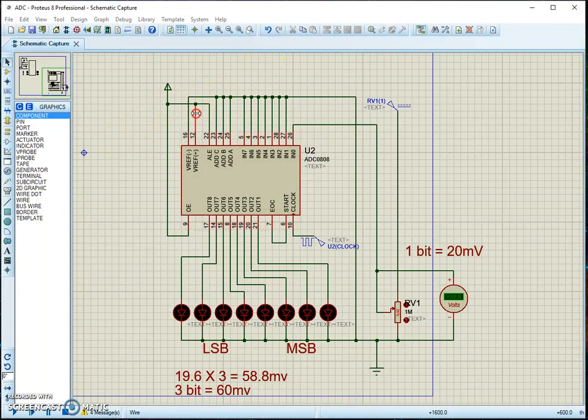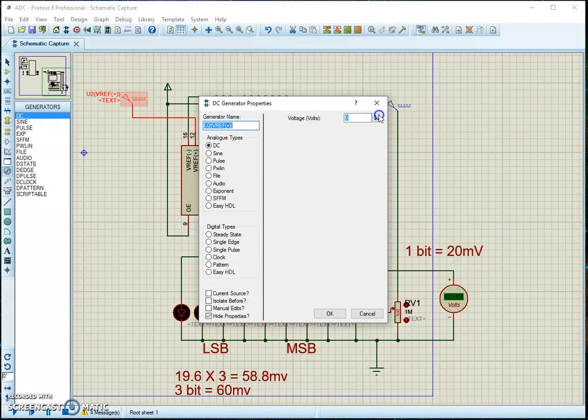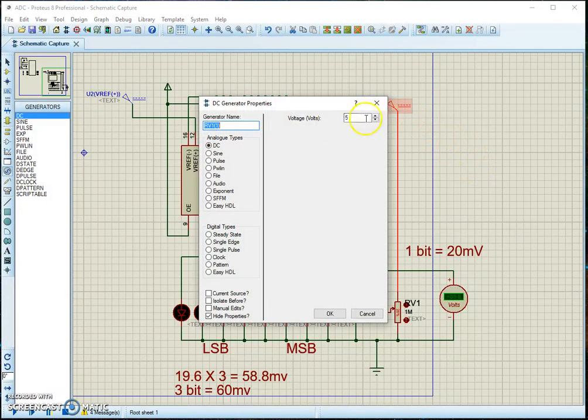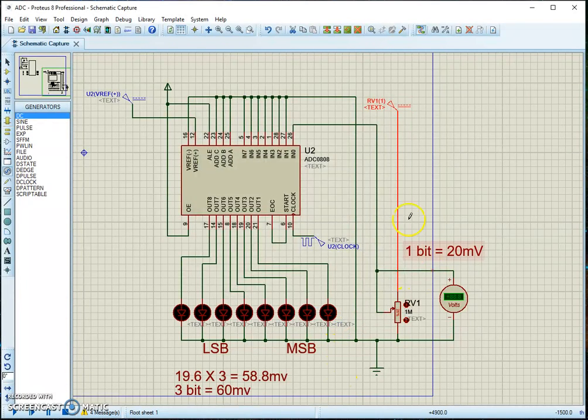So let's say I'm disconnecting it here. I'm using a DC generator. I'm going to generate 2 volts. Okay, so judging from the 2 volts here, I'm going to adjust this one to just 4 volt. Okay, so this is going to be okay. So let's try the simulation again. 4 volt is maximum.